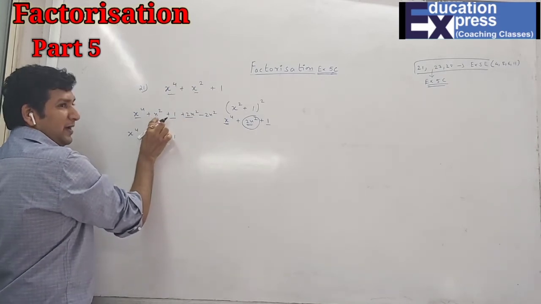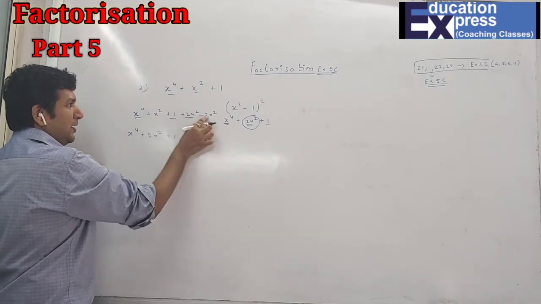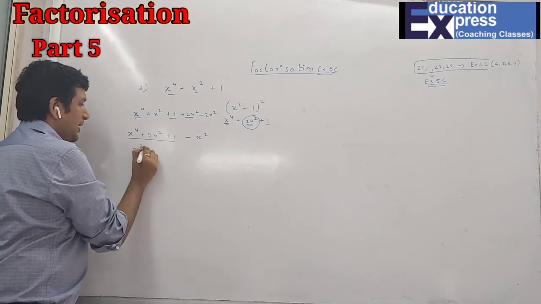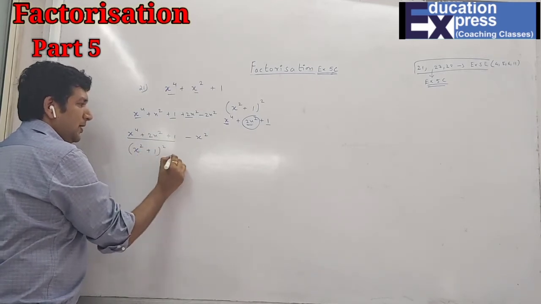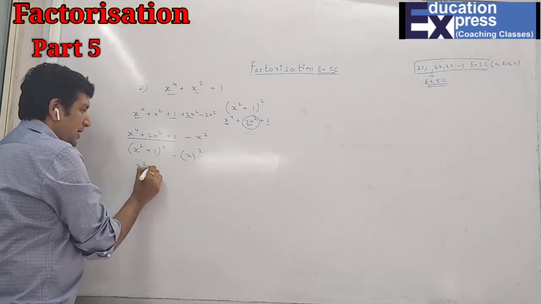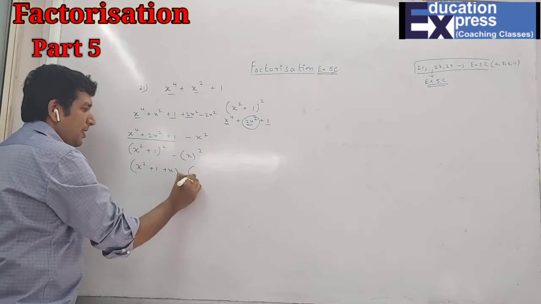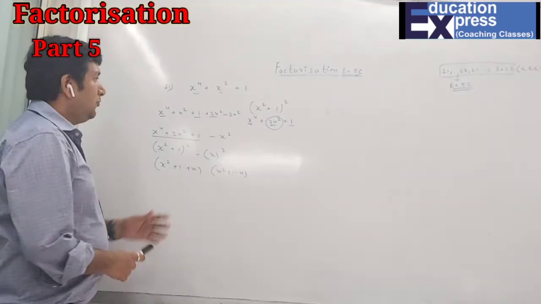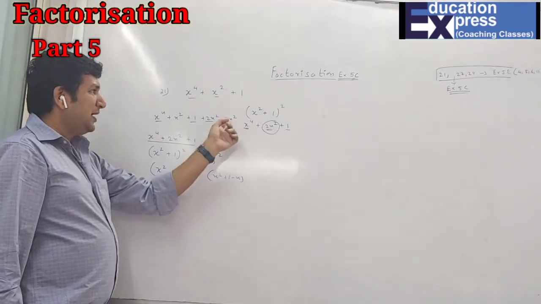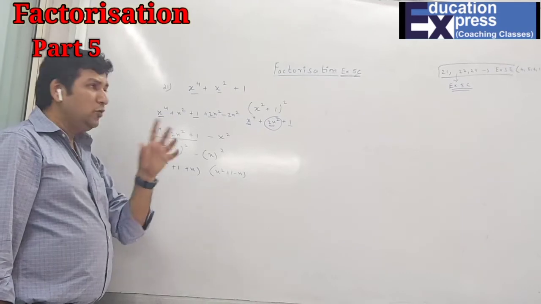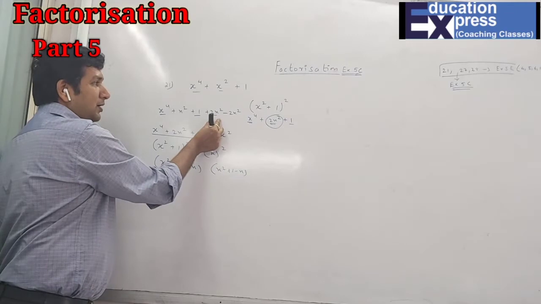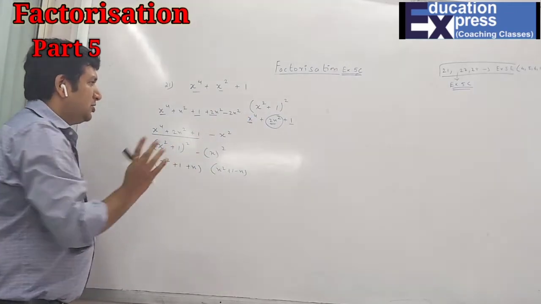So now what is left? x² minus 2x². What is x² minus 2x²? Minus x². Now this whole thing is the square of x² plus 1, and this is x². So a square, b square, a plus b, a minus b. You know why I have added over here? If I have added 2x², at the same time I have subtracted 2x². The reason is that in maths, whenever you add something, at the same time you have to subtract the same number.